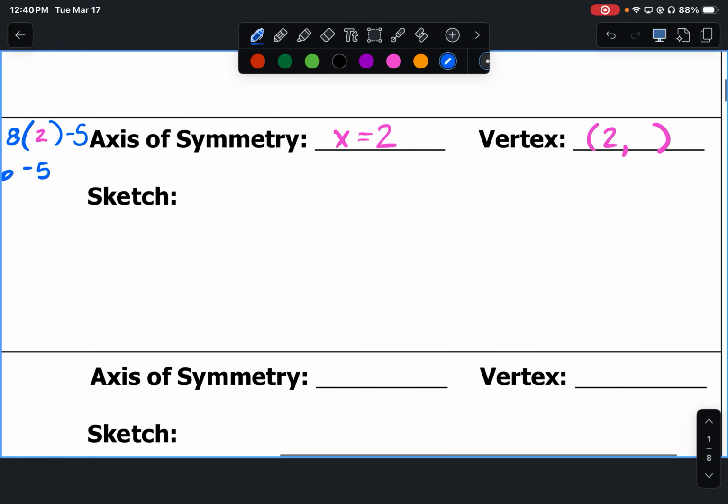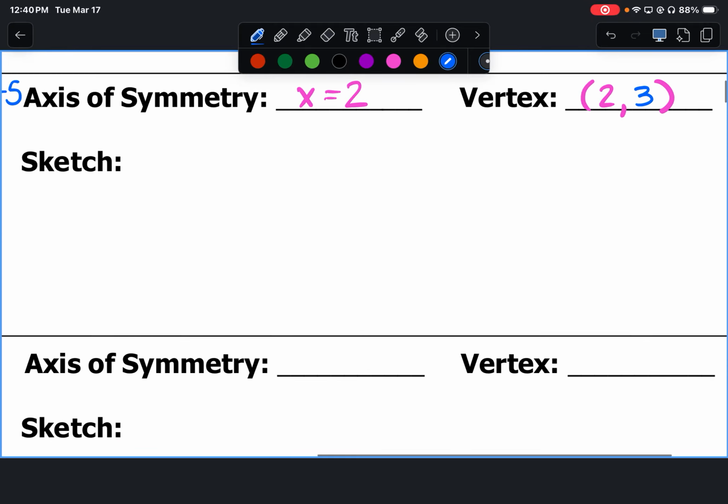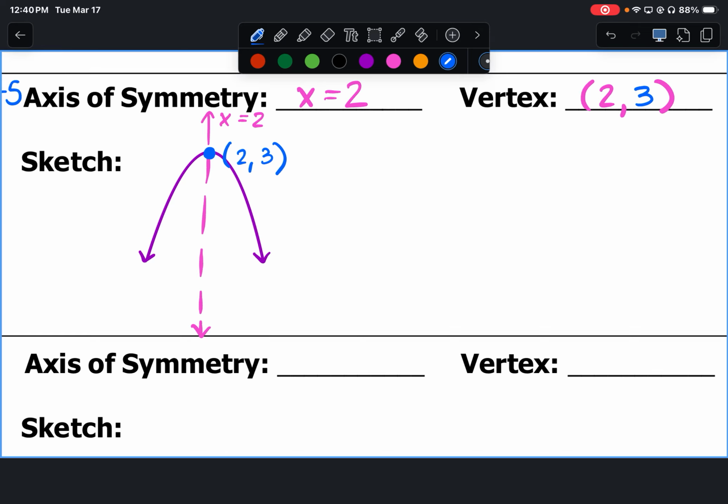So we're going to go over here and put 2, 3. Now, did we say this opens up or down? Down. So it opens down. What is our axis of symmetry? Not just 2, but x equals 2. And our vertex is the point 2, 3. Okay. And that is how we set that up.